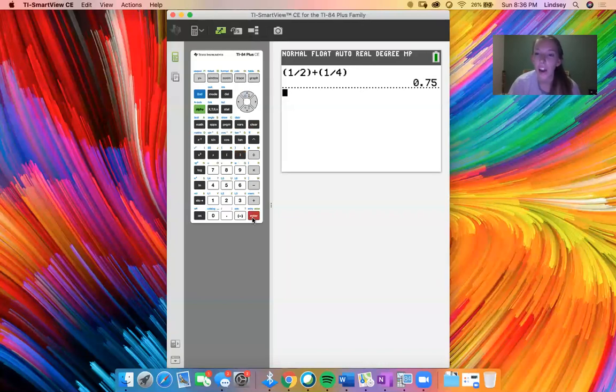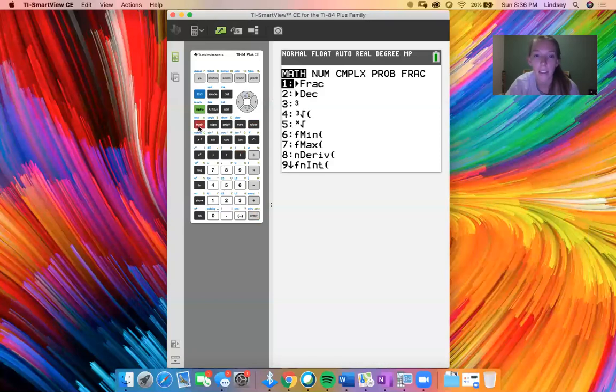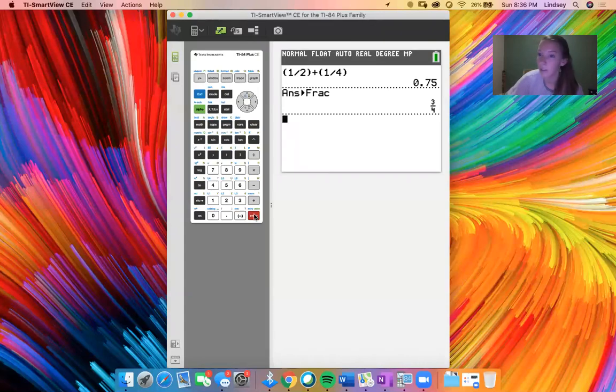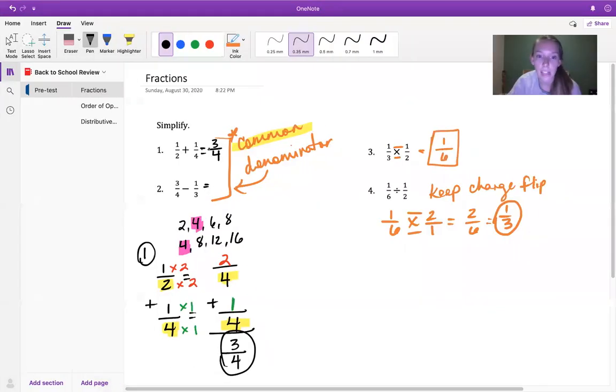I hit enter, and it gives me a decimal. Sometimes you're going to get some weird decimals, and I'm not just going to immediately know what that fraction is. So another cool thing your calculator does is right over here on math. Click math, and you see this very first thing, it says frac, but you know, fraction. Hit enter, and it's going to take our answer and convert it into a fraction for you. And it is 3/4. If we go back to our problem, that's what we got when we worked all of it out. And we didn't have to find the common denominator or do any of that stuff. We found the exact same answer.